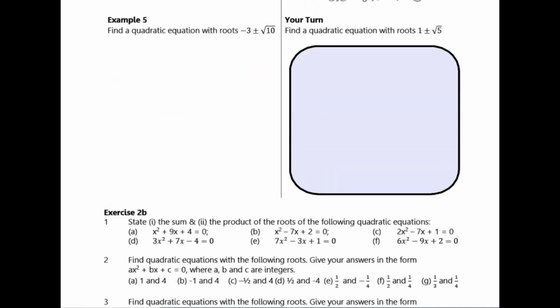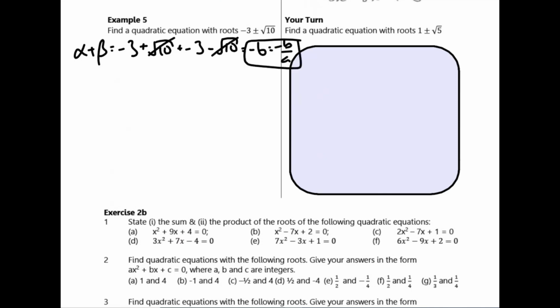We can apply the same approach to equations which have roots which are irrational. So here we've got one that has roots -3 plus or minus root 10. Do the same thing, so adding the roots together. -3 plus root 10 plus -3 minus root 10. The roots cancel and you just get -6. And just like before, this is equal to minus b over a.